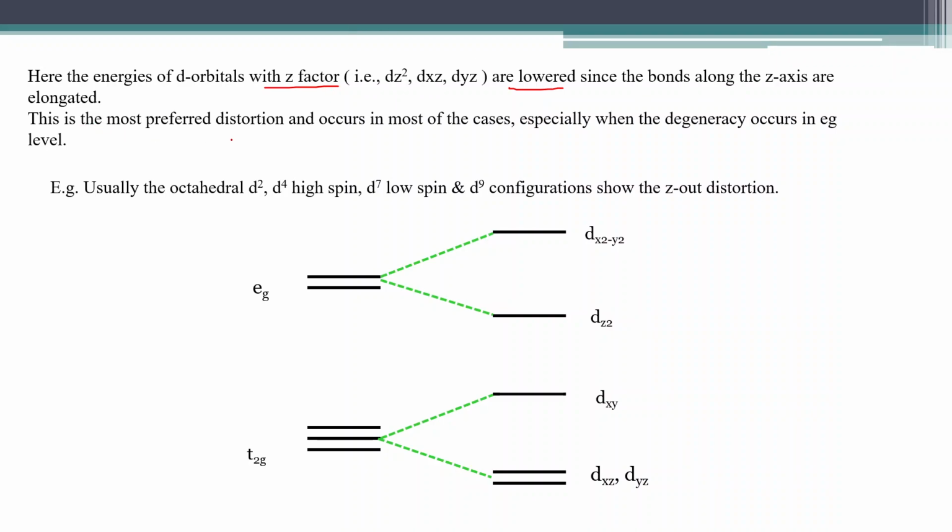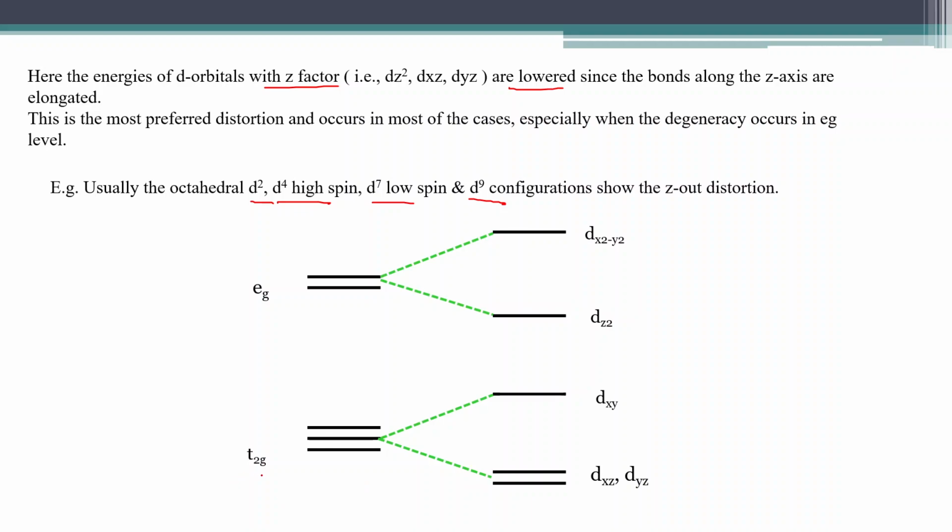This is the most preferred distortion and occurs in most cases, especially when the degeneracy occurs in the EG level. So remember that if the degeneracy occurs in the EG level, that means they have strong Jahn-Teller distortion, and strong Jahn-Teller distortion favors Z out type of distortion. Examples are D2, D4 high spin, D7 low spin, and D9 configurations, which show Z out distortion.